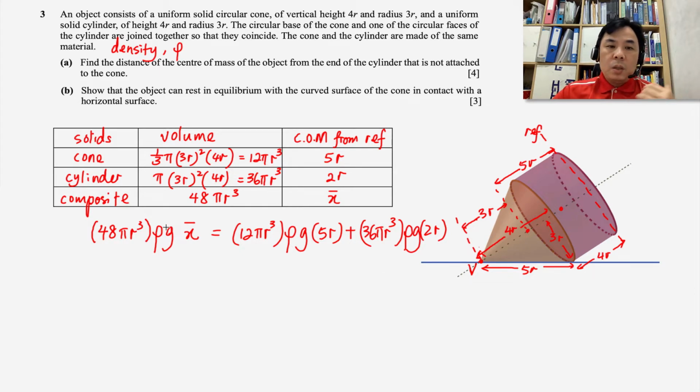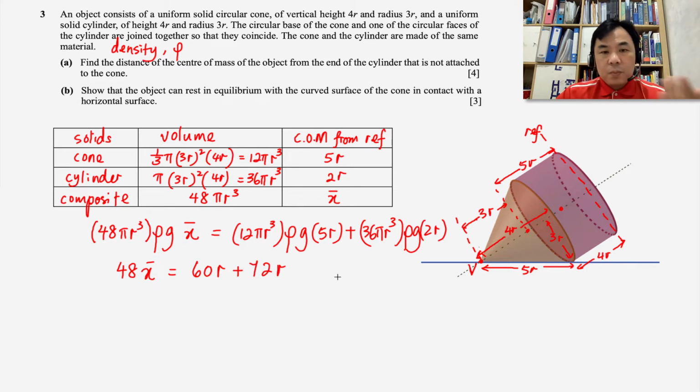From here, you notice that the density and the gravity can be cancelled out. And then the pi r cubed can also be removed. All we have is 48 x bar. And then here we have 60r, plus next one we have 72r. And then of course at this point you can try to simplify it.